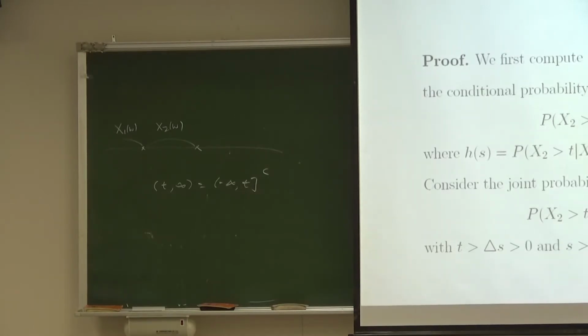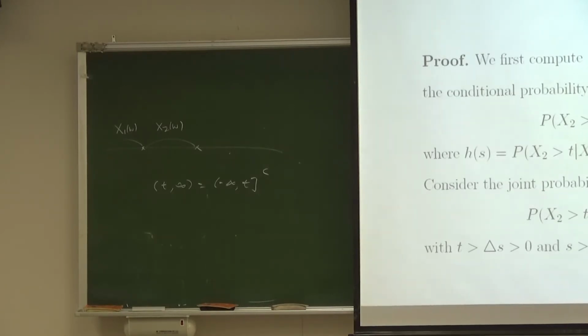Okay, and we select delta x smaller than t, and s greater than 0. So we have the situation that the interval time is about equal to s.